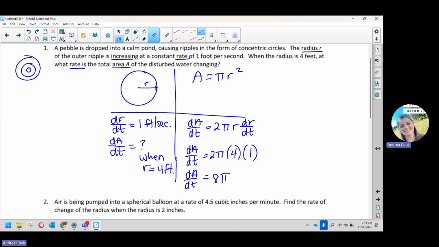And then let's think about our units. How do we measure area? Squared units. So it's going to be feet squared per second. So area is here over time, which is seconds. And that's our answer.